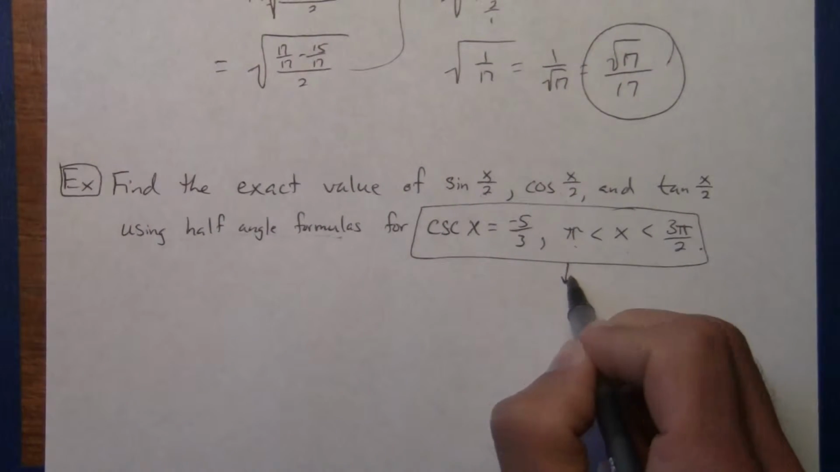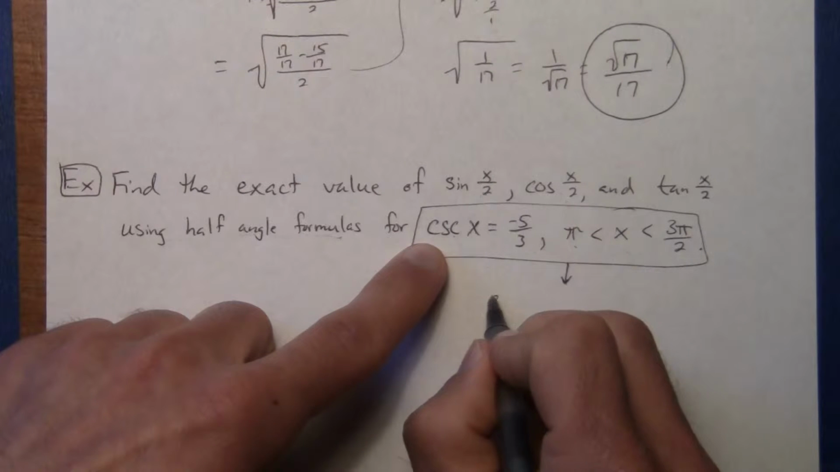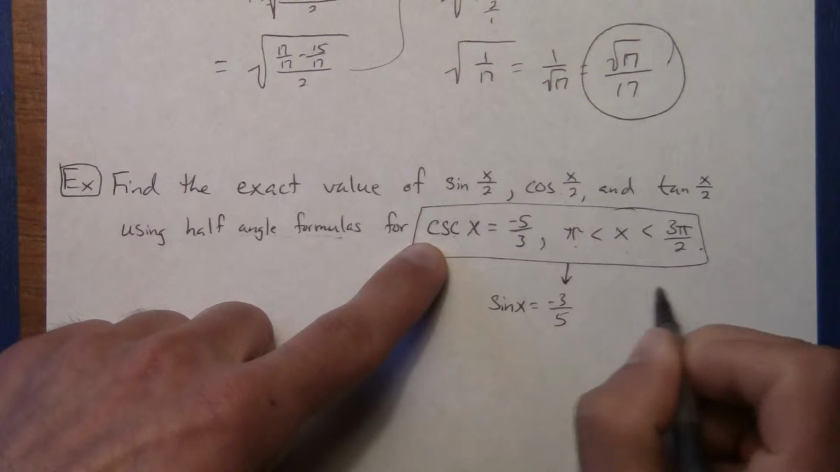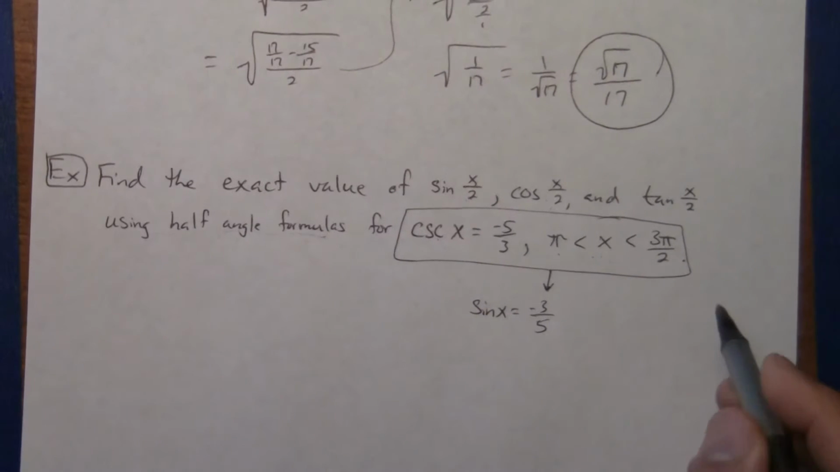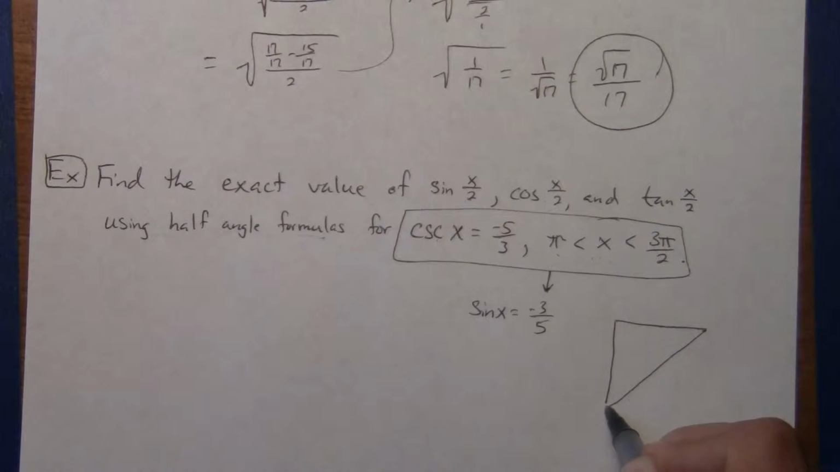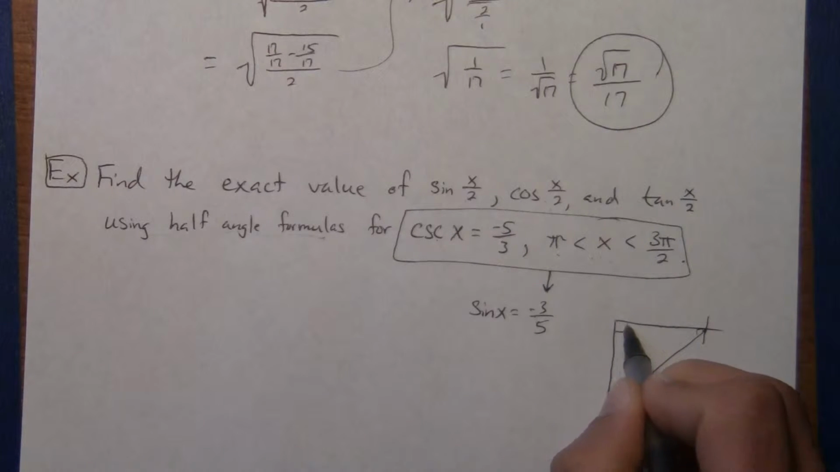So looking at this, yeah, I know it's the cosecant. I'm going to deal with the sine because I'm more familiar with that. That's going to give me negative 3/5. And I can see here it's telling me it's in the third quadrant. So when I draw my triangle, I will make it look like it's actually in the third quadrant.